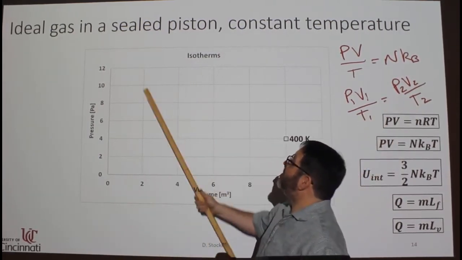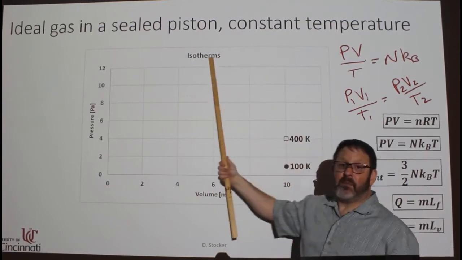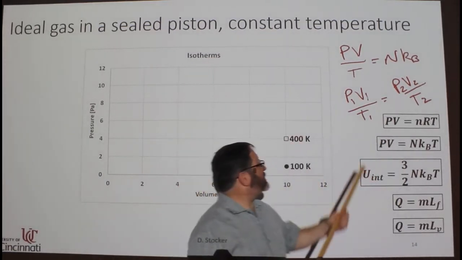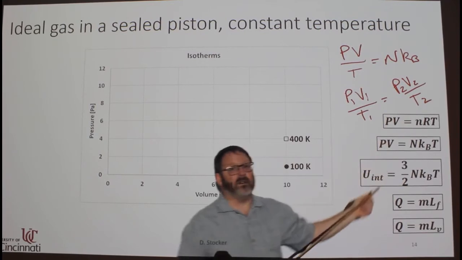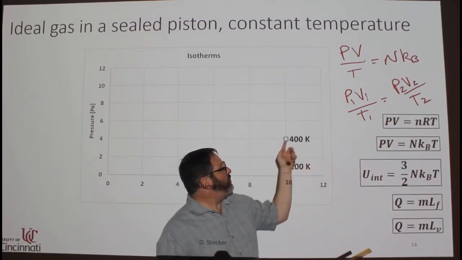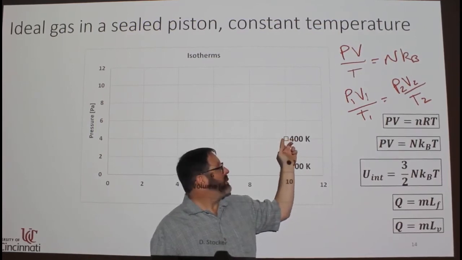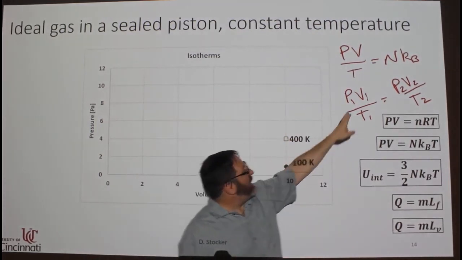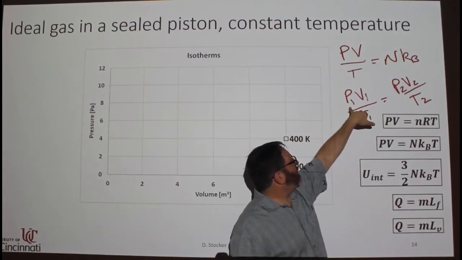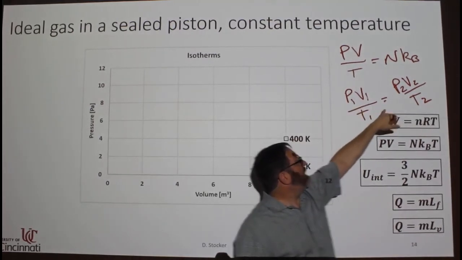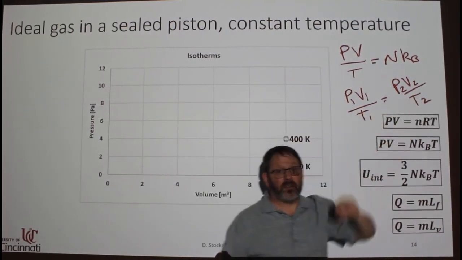Now in this case, we're looking at constant temperature. So constant temperature means that T1 equals T2. So if I move along what's called an isotherm, keeping the same temperature, this direction, I would say my initial pressure times initial volume has to be equal to final pressure times final volume.